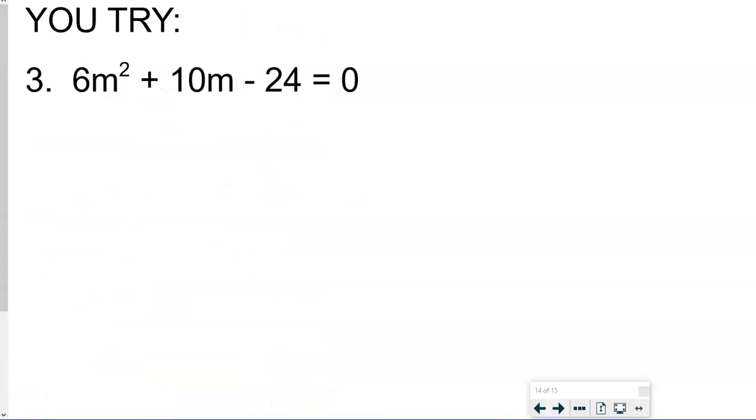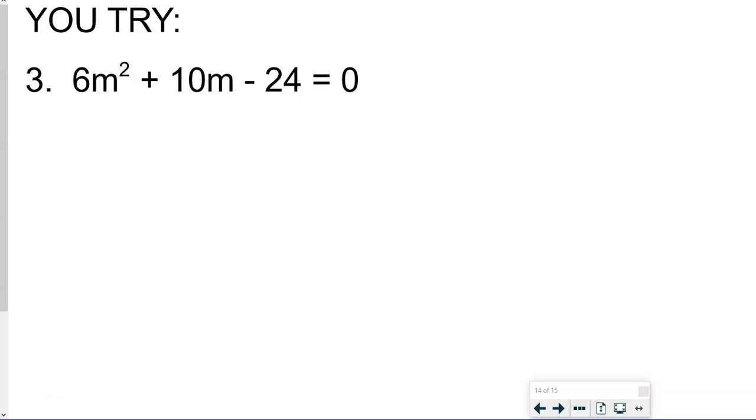So now I'd like you guys to go ahead and try You Tries 3 and 4, and I'm going to give you all a hint. There's a GCF in these. So go ahead and do that first. It's going to make the problems a lot easier. So go ahead and pause the video, work these 2 problems, and then come back to me when you're done.